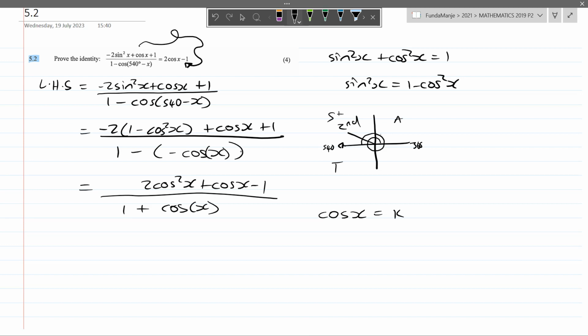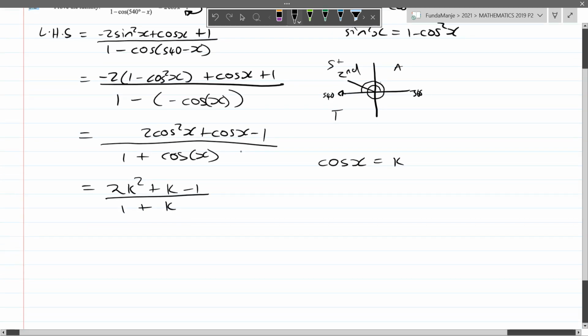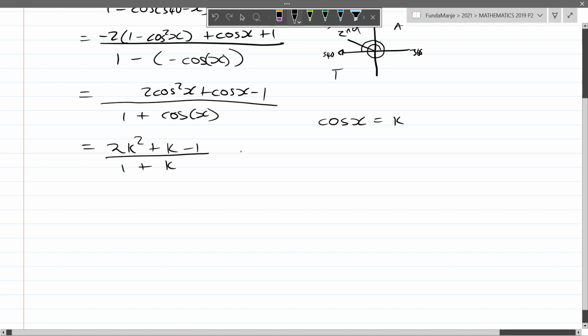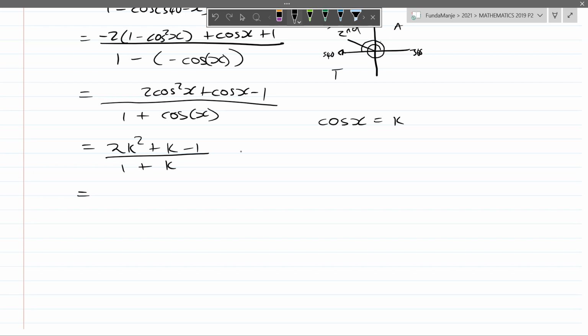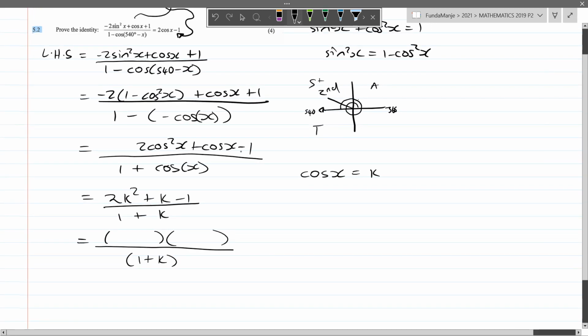So making this substitution will give you this 2k squared plus k minus 1 all over 1 plus k. Now this simplifies it a bit. As you can see, we've replaced all instances of cos x with k. And now we can clearly see that this is a trinomial. At this point, you can either use your quadratic formula to find the values, but in this case, you're not solving for k, which might become an issue if you're not really sure how to use your quadratic formula in this instance. In this instance, what I would say is try to use some intuition.